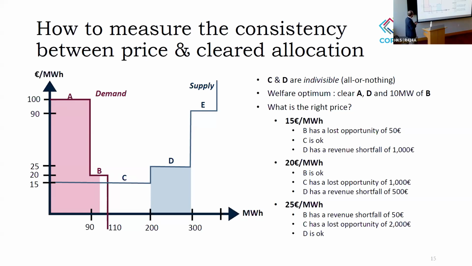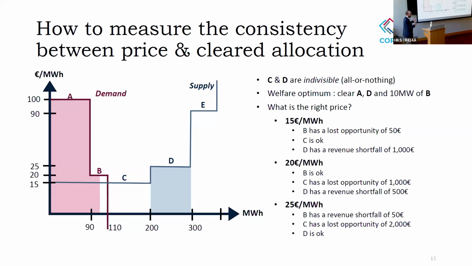Okay. Now, the other thing that happened is that B is also unhappy, but for a slightly different reason. B is not losing money. But the thing is that B has a willingness to pay of 20 euros, right? So for a price of 15 euro, it would actually like to consume its entire bid, so he would like to consume more than just 10 megawatt hour. If you ask him to consume 10 with a price of 15 euros, B is frustrated because he is foregoing an opportunity. So B has a lost opportunity of 50 euros.